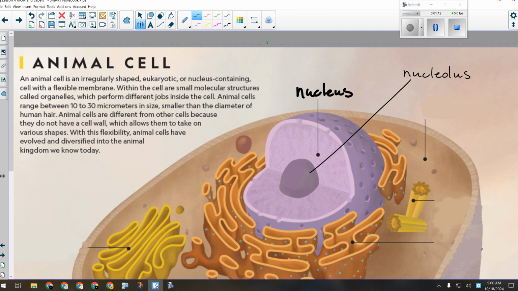Okay? All right, and then what's the outer layer called? Nuclear membrane. Remember that membrane is special in that nothing gets in or out of it except through the pores, and the only thing that gets through the pores is genetic material. Okay.